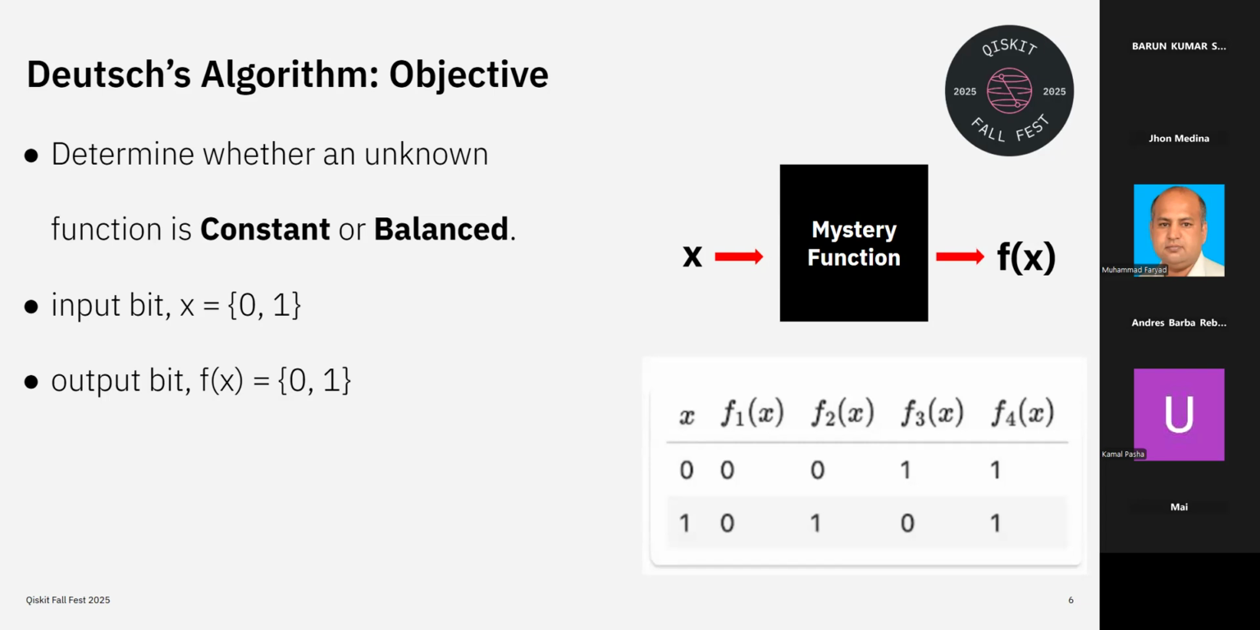so that, compared to the classical version of this, we can prove that there is a quantum speedup for this problem. So with this function, we want to know if it's constant or balanced. And when it comes to this problem setup where we only have one input bit and then one output, there are only 4 possible functions that could live in this mysterious box.